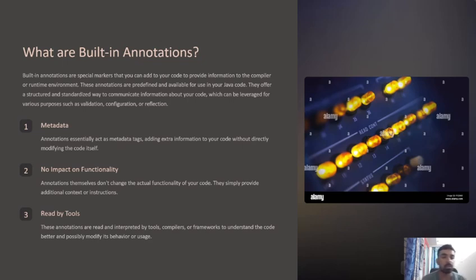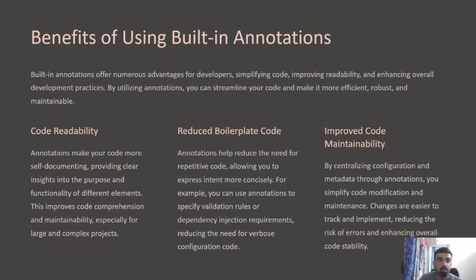The first one, metadata. Annotations essentially act as metadata tags, adding extra information to your code without directly modifying the code itself. No impact on functionality. Annotations themselves do not change the actual functionality of the code. They simply provide additional context or instructions. Read by tools. These annotations are read and interpreted by tools, compilers, or frameworks to understand the code better and possibly modify its behavior or usage.